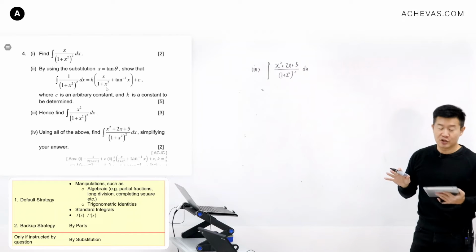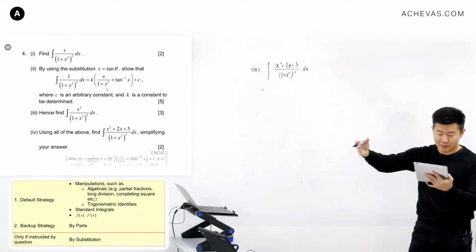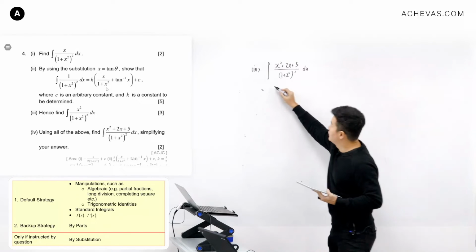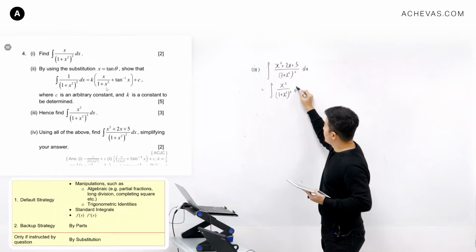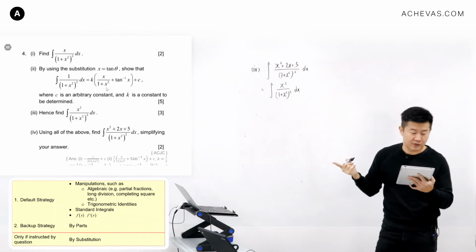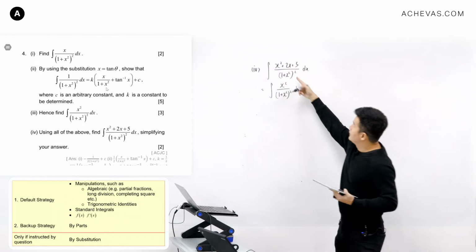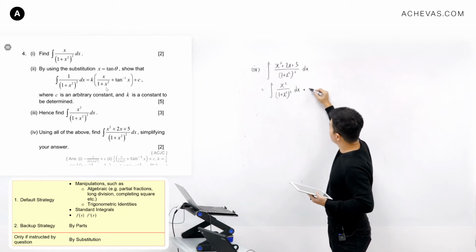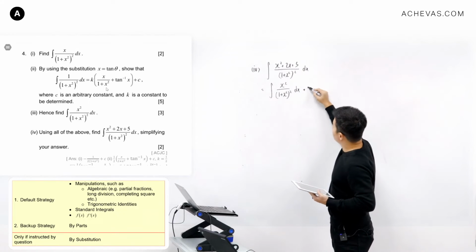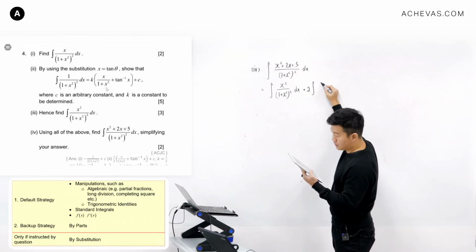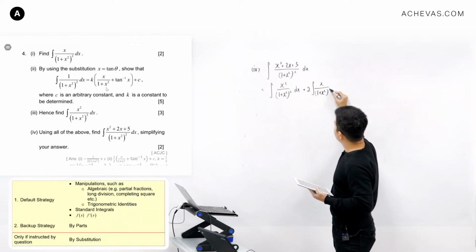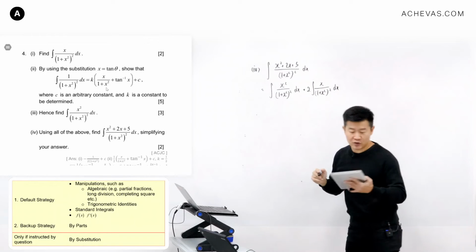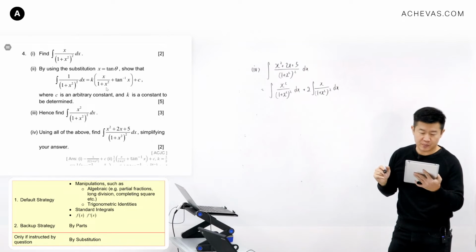For this, I think the manipulation is easy. I will just break it up into 3 separate fractions. First is this x squared over 1 plus x squared squared, which I can make use of the result from part 3. Then the other one is going to be plus 2. I'm going to take it off the integration notation. We will have x over 1 plus x squared squared, which I'm going to make use of the results from part 1.